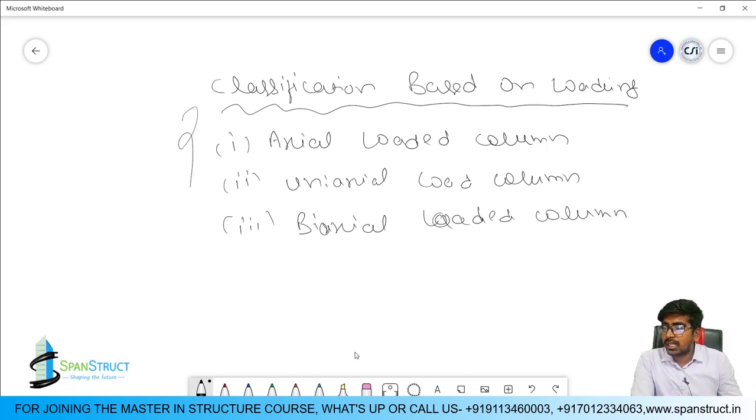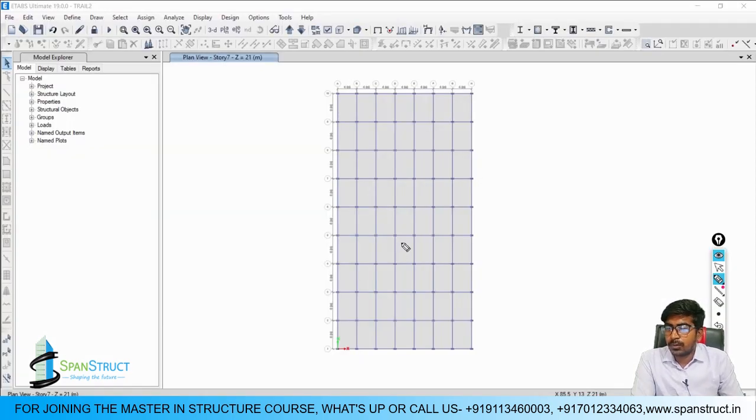If you look at these classifications based on loading, a column could be axial loaded, or uniaxial, or biaxial. Now in this particular structural framing, we will try to understand which column needs which type of design: either for axial loaded, biaxial loaded, or uniaxial loaded. All the corner columns, this corner column, this corner column, will have a biaxial bending.